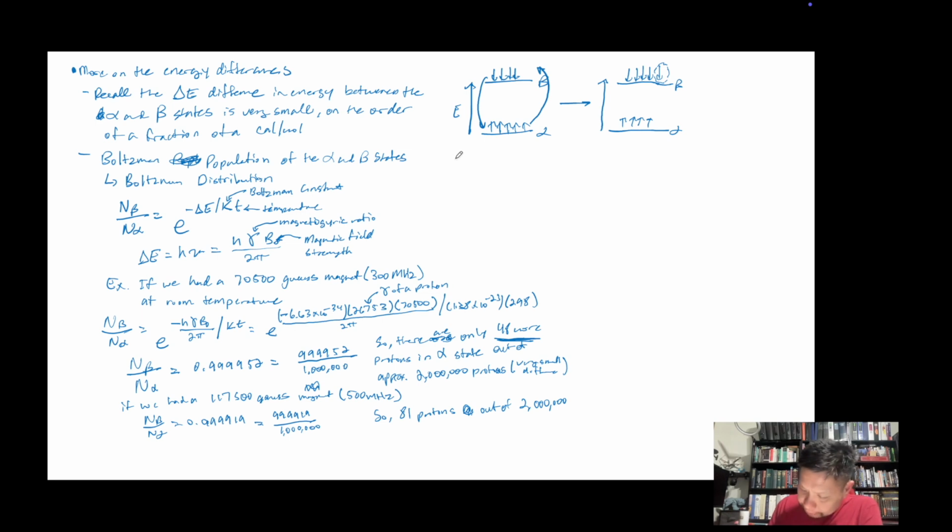So let's write all this out in words now. There is an equal probability of both excitation and emission.